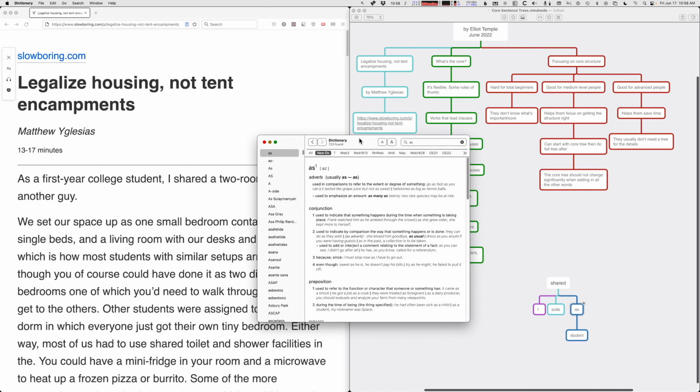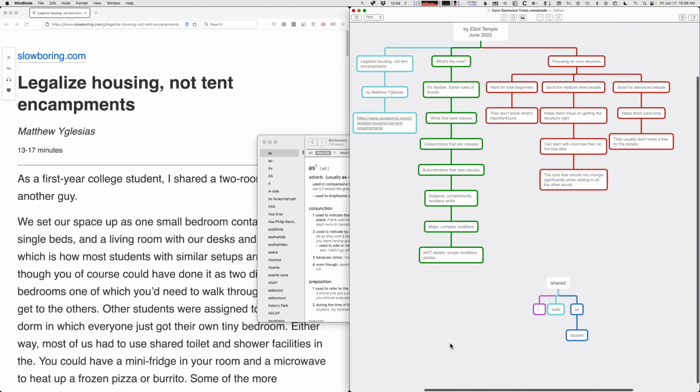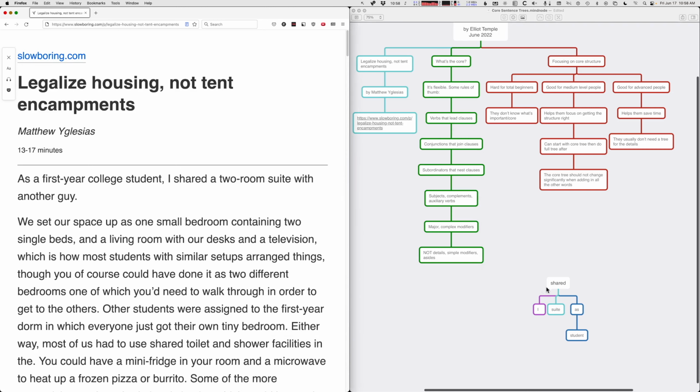Looking up words is often helpful. You can see as can be an adverb, conjunction, or preposition. Just checking what parts of speech a word can be is often helpful. So earlier I talked about conjunction and preposition. It wasn't going to be an adverb here. So that is the first sentence done. I shared suite, and we've got this as student modifier.